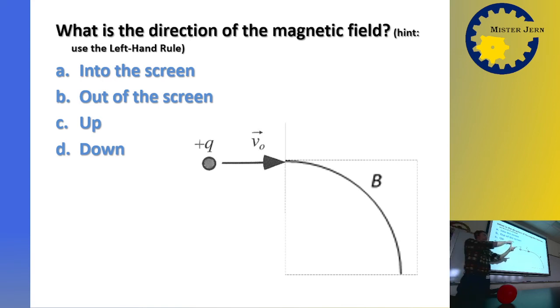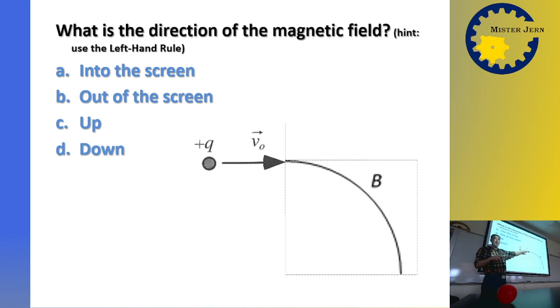And then I remember the FBI. F is force, that's my thumb. B is the magnetic field, that's my pointer. I is current, and that's my middle finger. FBI. So then, this one shows a charge moving with the velocity to the right.